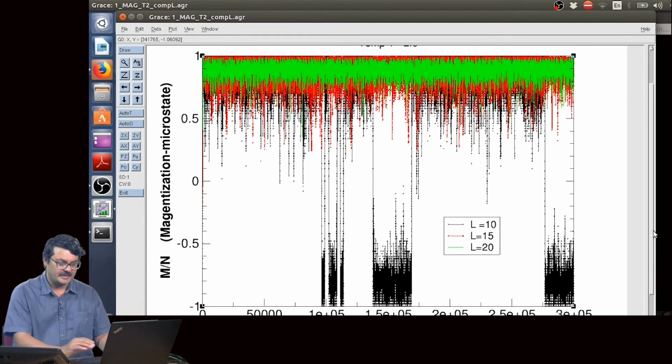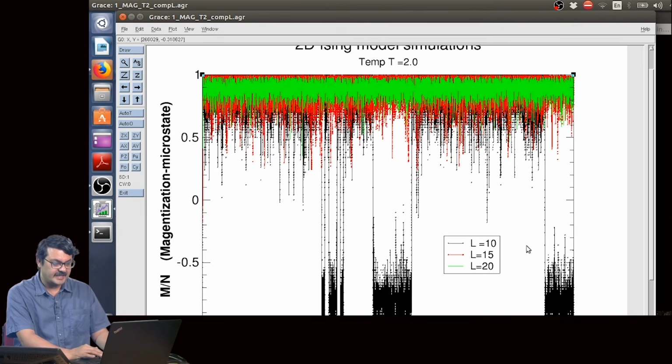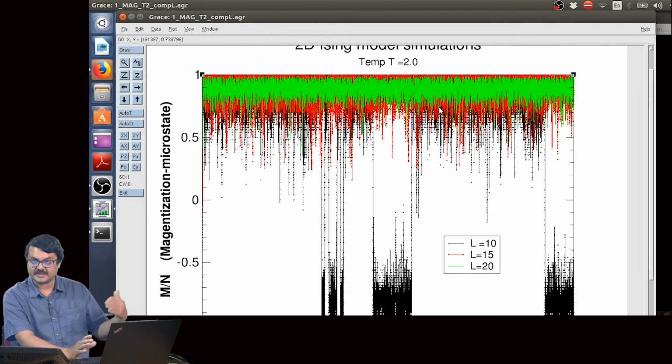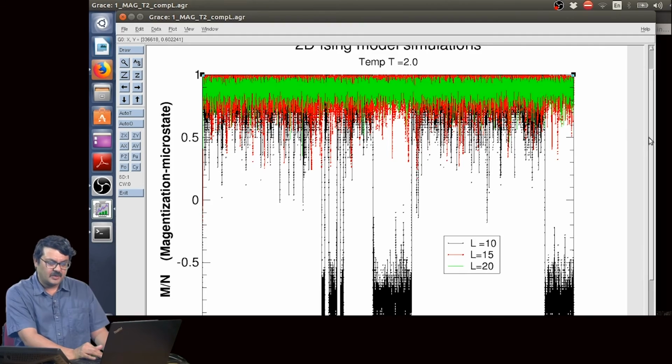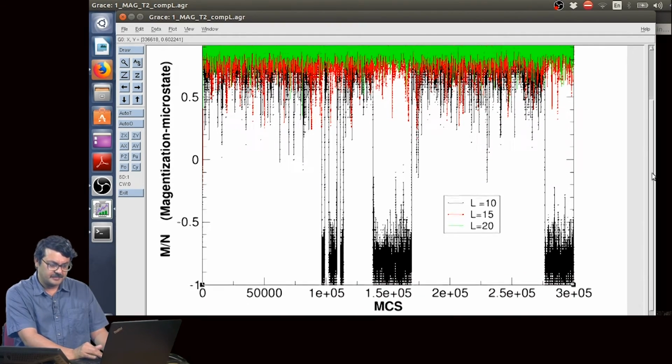So, why is this happening? This is the question, whereas for larger lattices, L equal to 15 or L equal to 20, you see it is fluctuating about some average value, just as seen previously. Now, the L equal to 10 case is a bit strange.